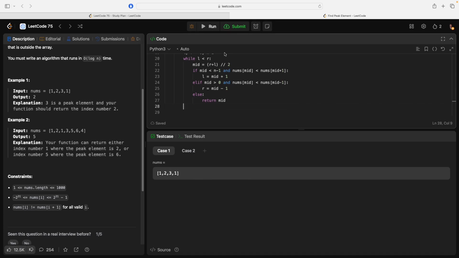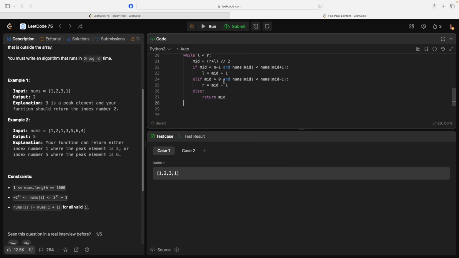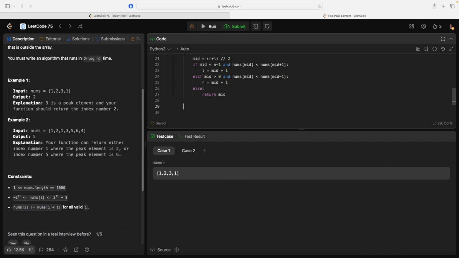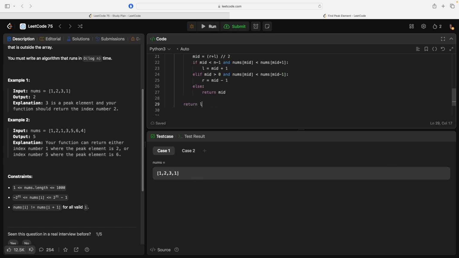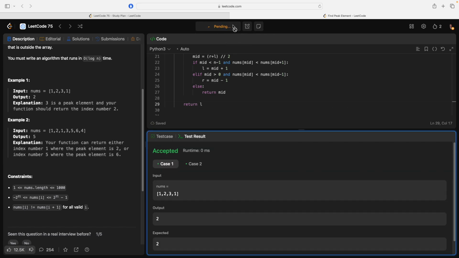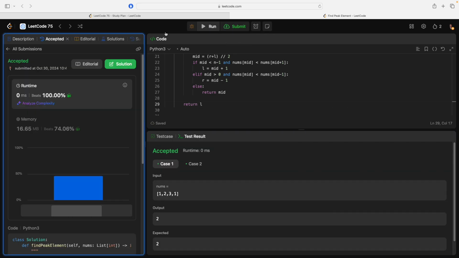Cool. And then what do we do outside of that? Would we just return L? Once they cross over, that must be the answer, because there has to be one answer. So we could just say return L or R. Woohoo! There we go. Great problem.